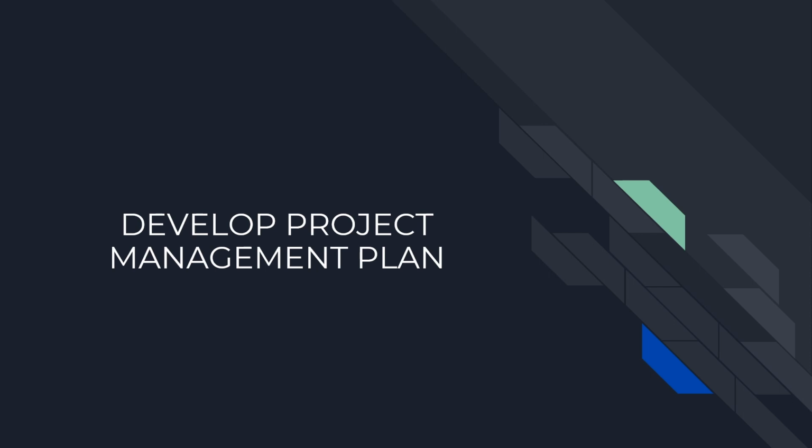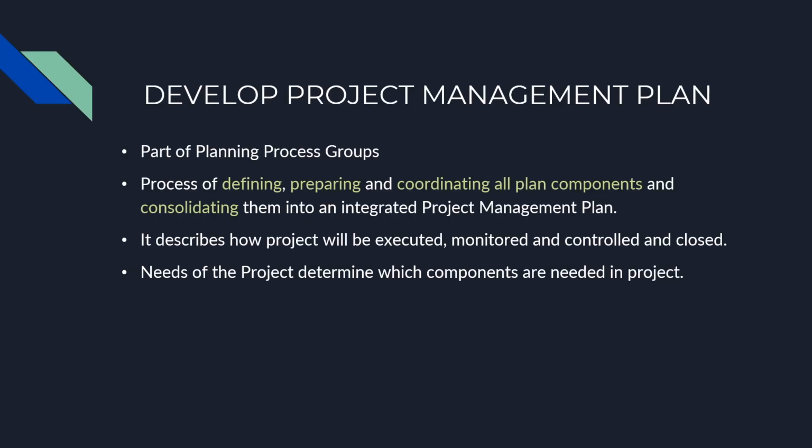Let's discuss the process in the planning process group, which is develop project management plan. Keywords for develop project management plan are: it defines, prepares and coordinates all the plan components and consolidates them into an integrated plan which describes how the project will be executed, monitored, controlled and closed.